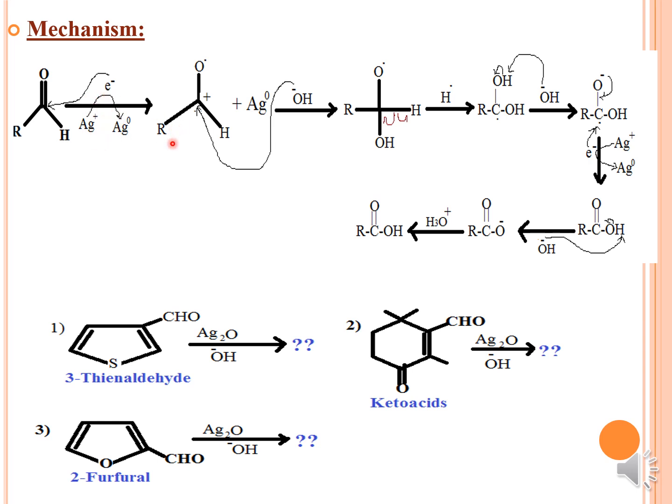Okay, one more mechanism is there wherein you can go through that also. It is very simple, but they are not showing the attack of the electrons over there. So I didn't feel that is right, so this is the easy one and it is good, and it is most preferably used. So moving on to next, here are some examples, you have to solve them.